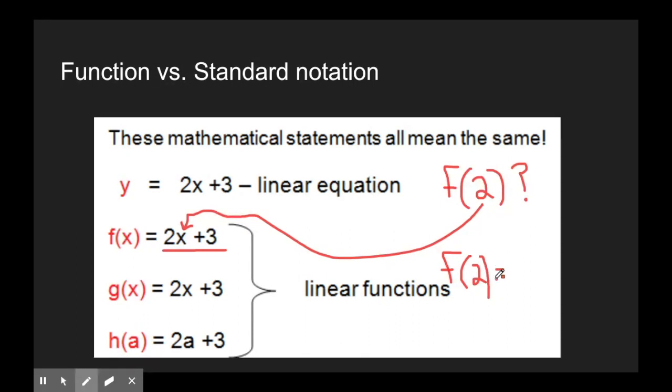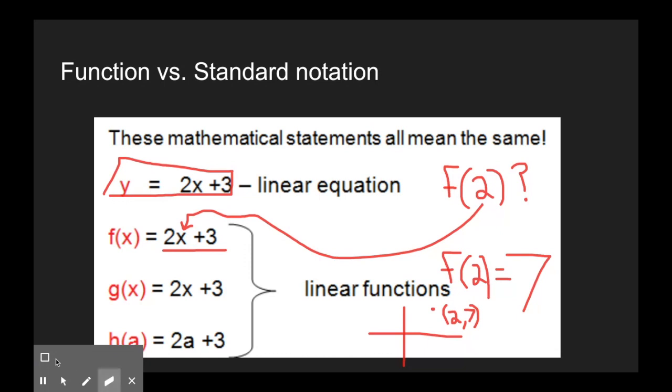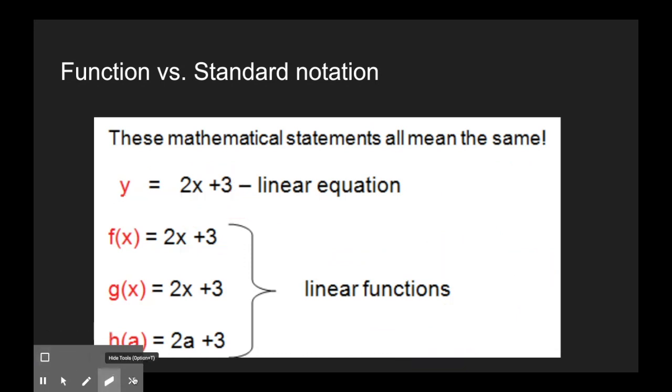It's 7. If I was thinking about this in terms of a graph, this point would be over here, and I'd call it 2, 7. No differently than I would have called this point 2, 7 if I used this instead of function notation. So I understand that function notation is maybe a little new to you. You don't love it, but it means a lot of the same stuff.